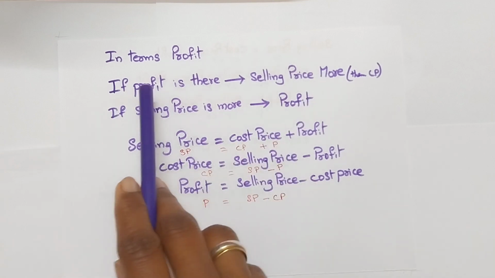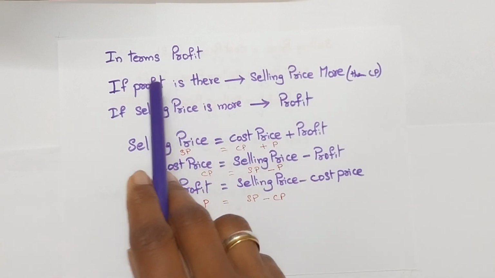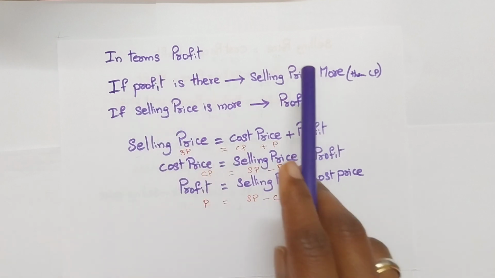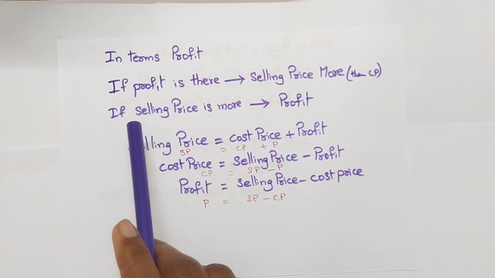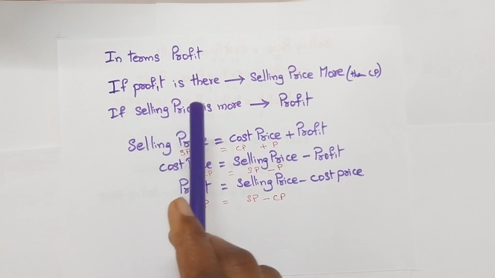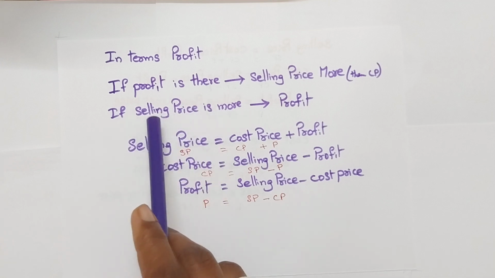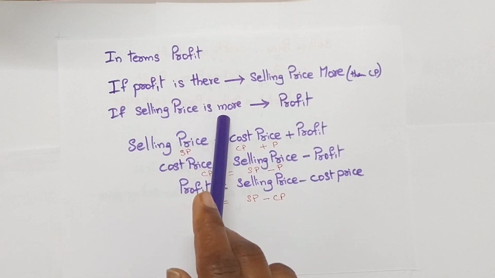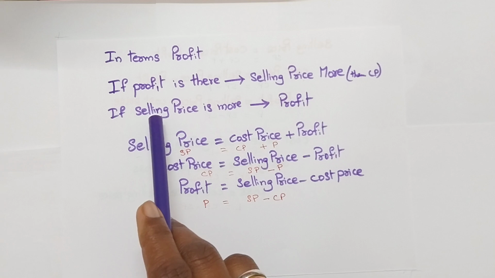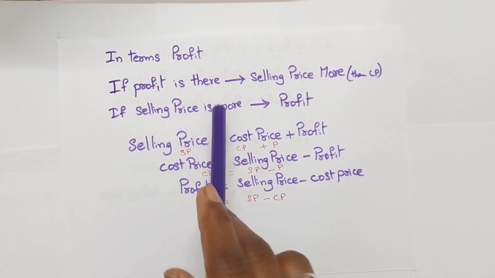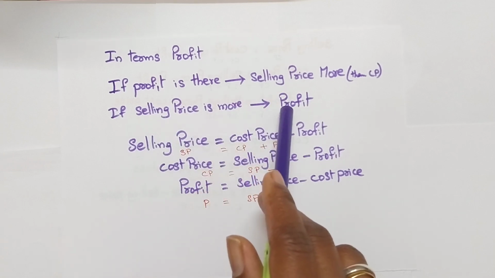If we see profit in the problem, it means selling price is more, and in another way, if in the problem we see selling price is more, then that means profit.